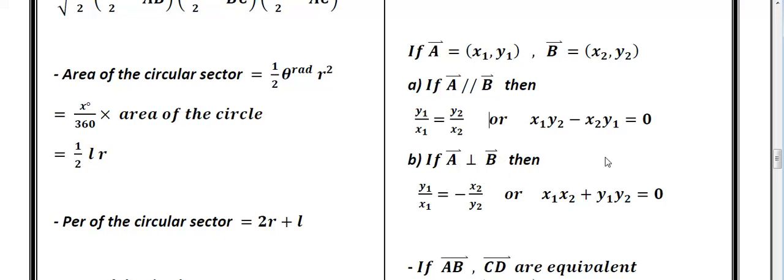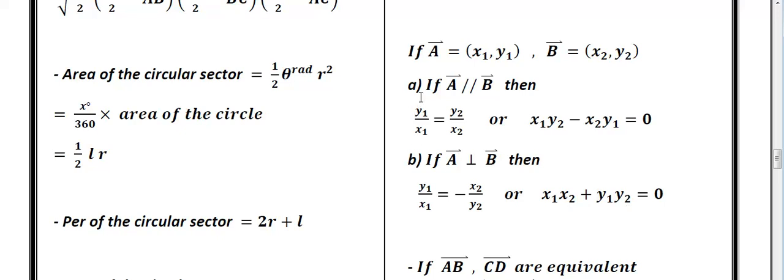If vector A is perpendicular to vector B, what does it mean? It means the multiplication of the two slopes equals negative 1. Then y1 over x1 equals negative x2 over y2. We find the inverse of the slope of B, y2 over x2, which is x2 over y2, and write a negative outside. Or you can use the product of extremes equals the product of means: x1 x2 plus y1 y2 equals 0, as you like.